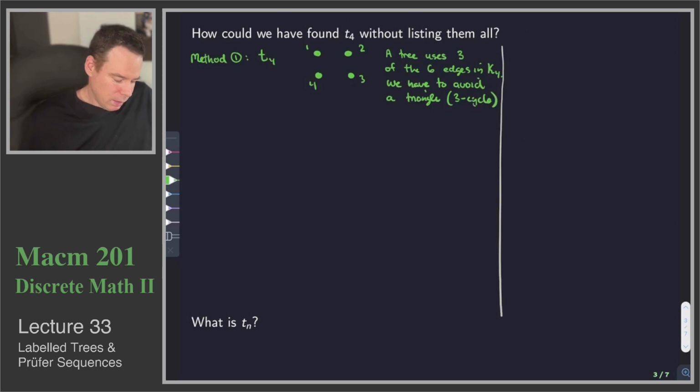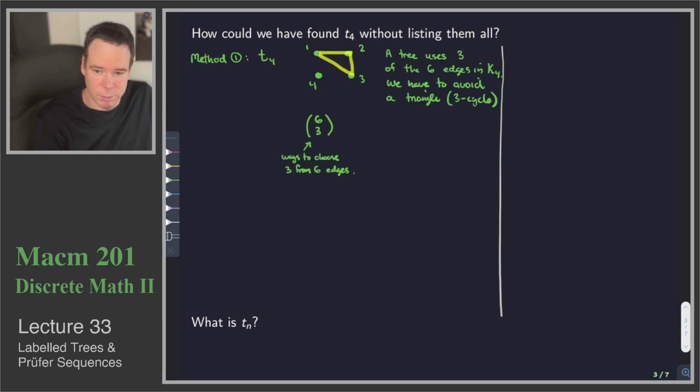So can I count those? Absolutely, I can count those. So I've got to use 3 of the 6 edges. So of the 6 edges, I'm going to choose 3 of them. So this is the ways to choose 3 from 6 edges. The problem is I may not get a tree if I just arbitrarily select 3 of the 6 edges. What happens if I selected 3 edges that formed a triangle? Well, then I don't have a tree.